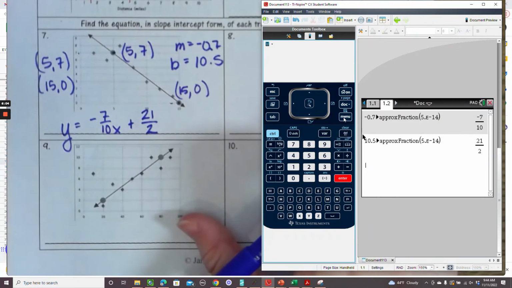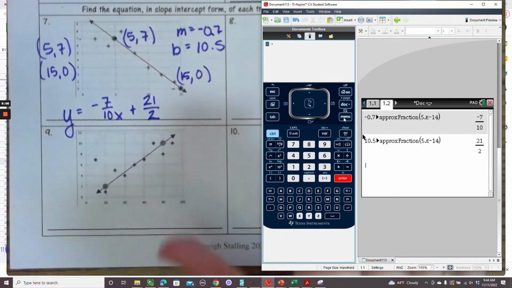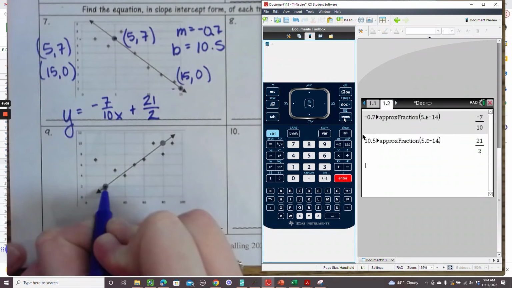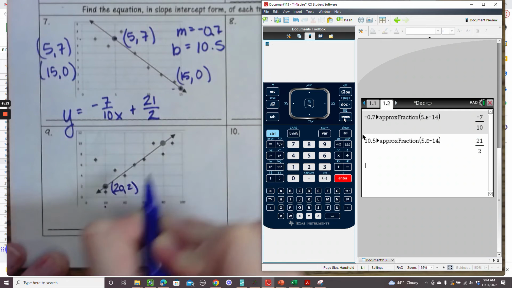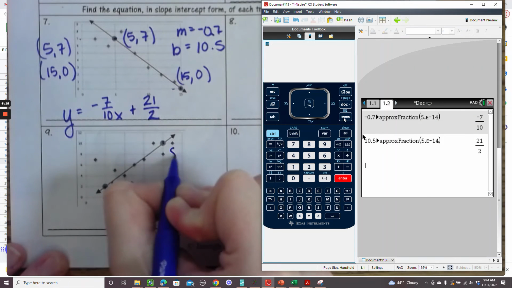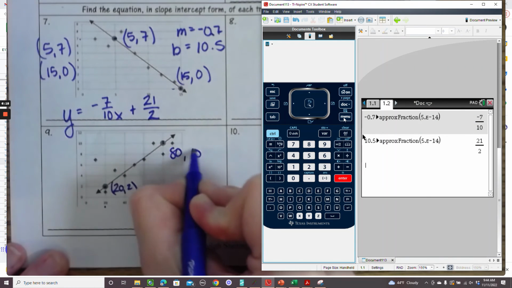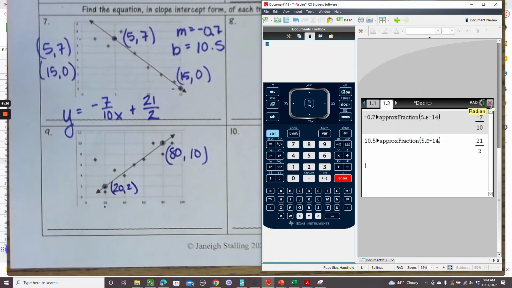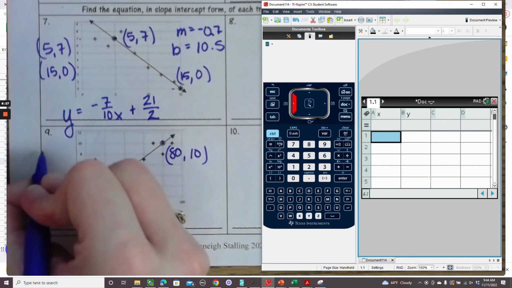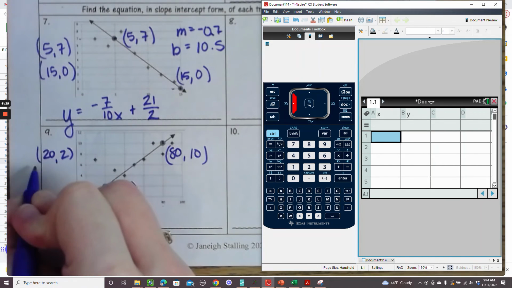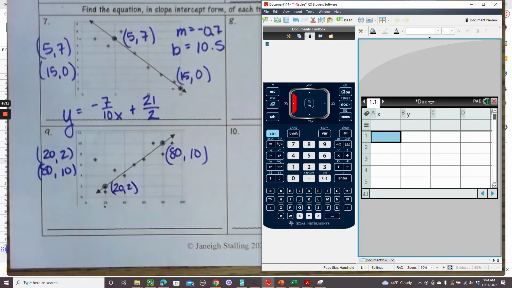I'm even going to do one more. You're only going to have 2 to do on your own today. This point here, the x is 20, the y is 2. This point here, the x is 80, the y is 10. Remember to start fresh every time. So I've got 20, 2 and 80, 10. My x's are 20 and 80. My y's are 2 and 10.